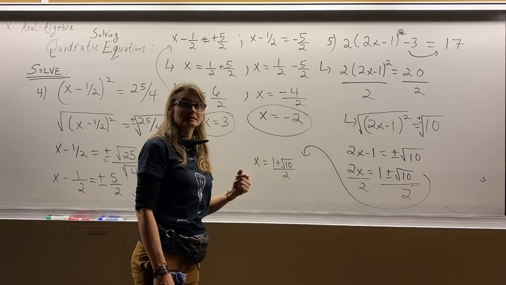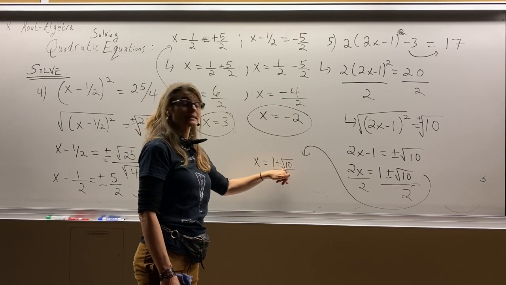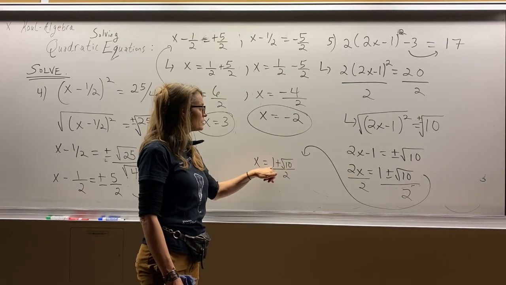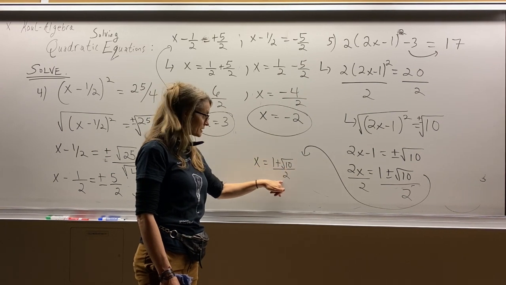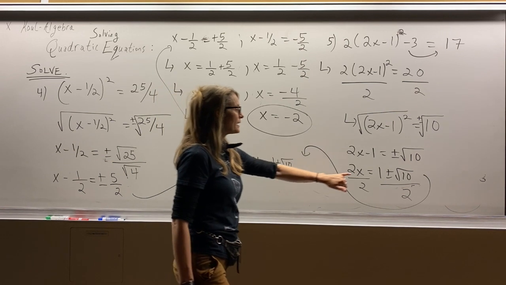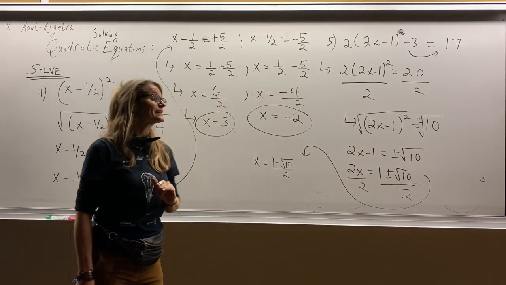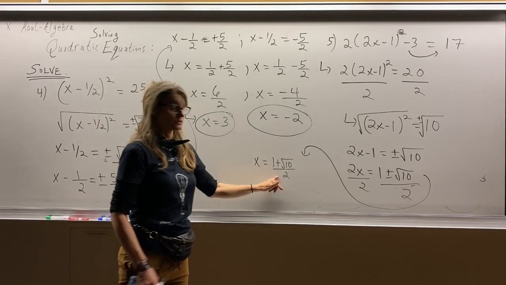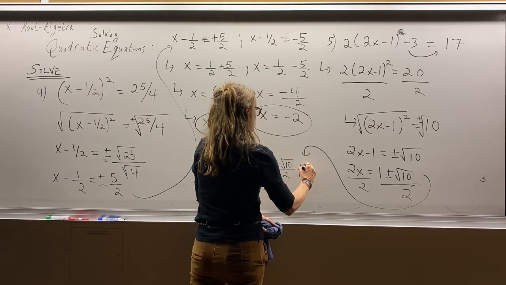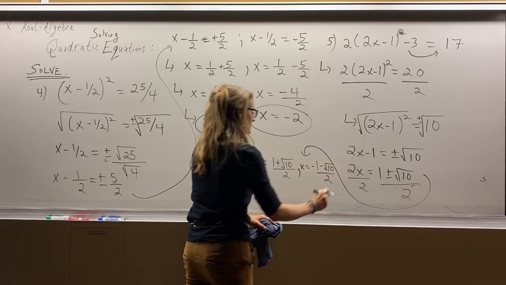We can approximate it as a decimal. And if you notice, the square root of 9 is 3. 10 is just a little above, so this should be 3 point something. So we have 1 plus 3 point something divided by 2. So we have about 4 point something divided by 2. And then here we have 1 minus the square root of 10. So 1 minus about 3 point something divided by 2. So my other solution is x equals 1 minus the square root of 10 over 2.